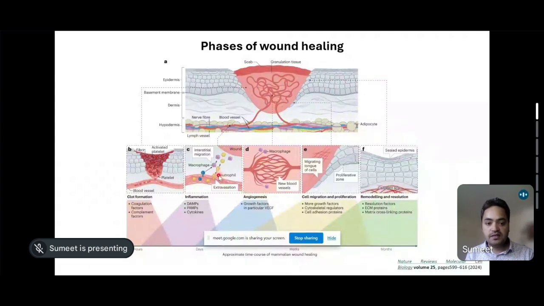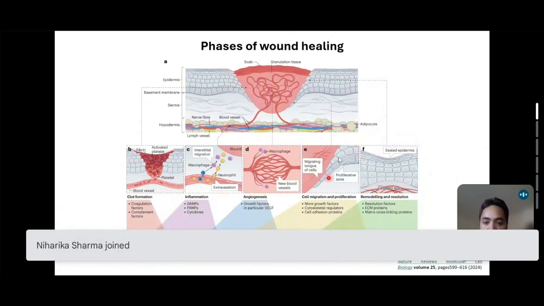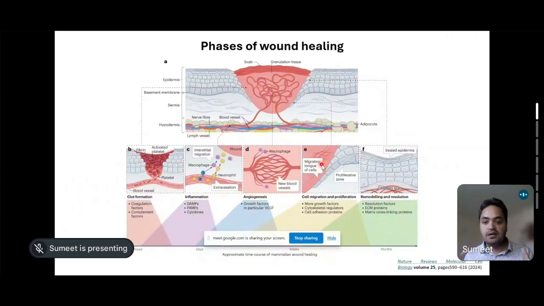But the whole point of this migration of immune cells is to resolve what has happened at the site. Resolution involves macrophages because they are one of the key immune cell types. Angiogenesis is super important, which is the formation of new blood vessels. Then some cells proliferate over a period of time. Then there is remodeling and resolution, meaning the structure of the epidermis is now intact. There are some resolution factors, ECM proteins, and matrix cross-linking proteins, which play a very important role.